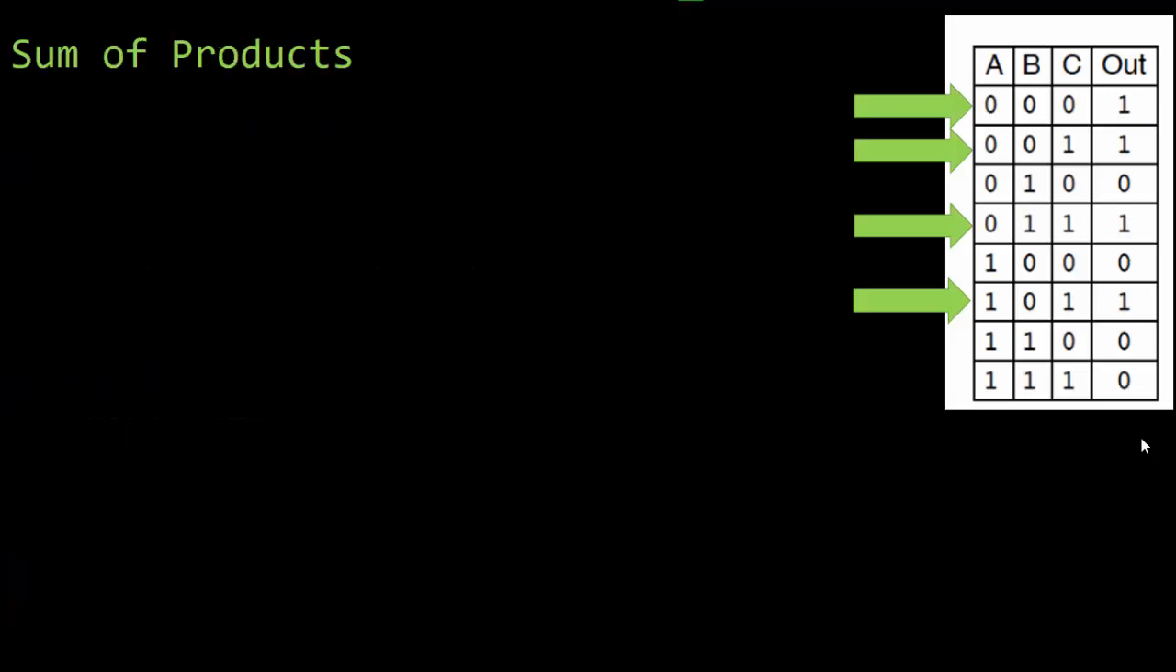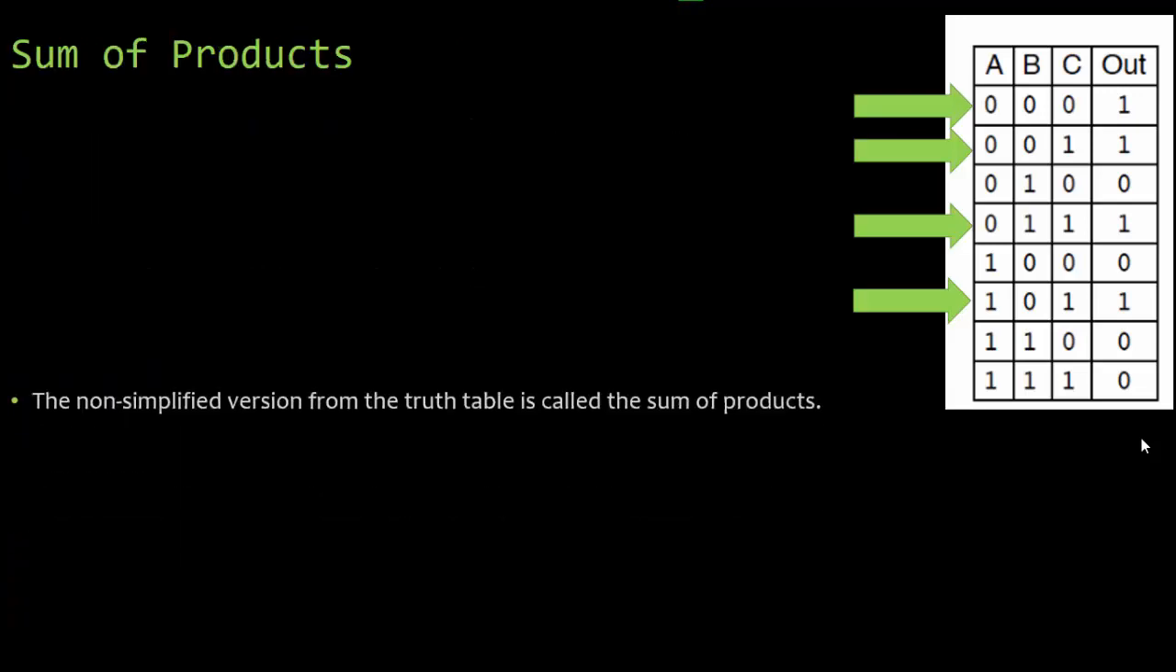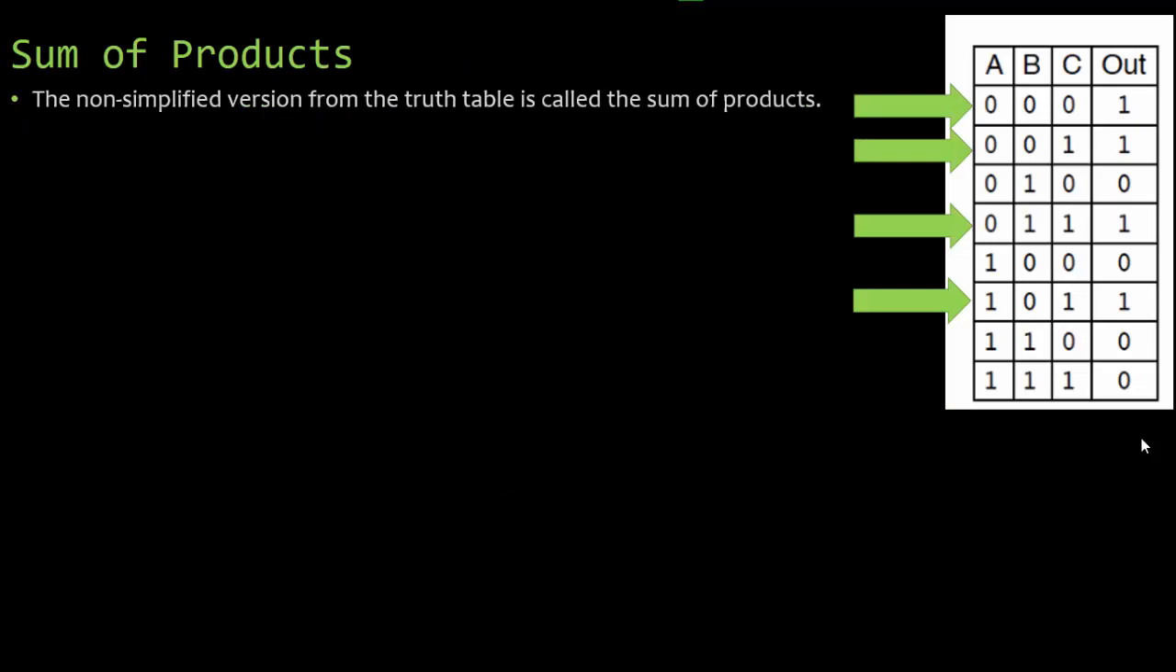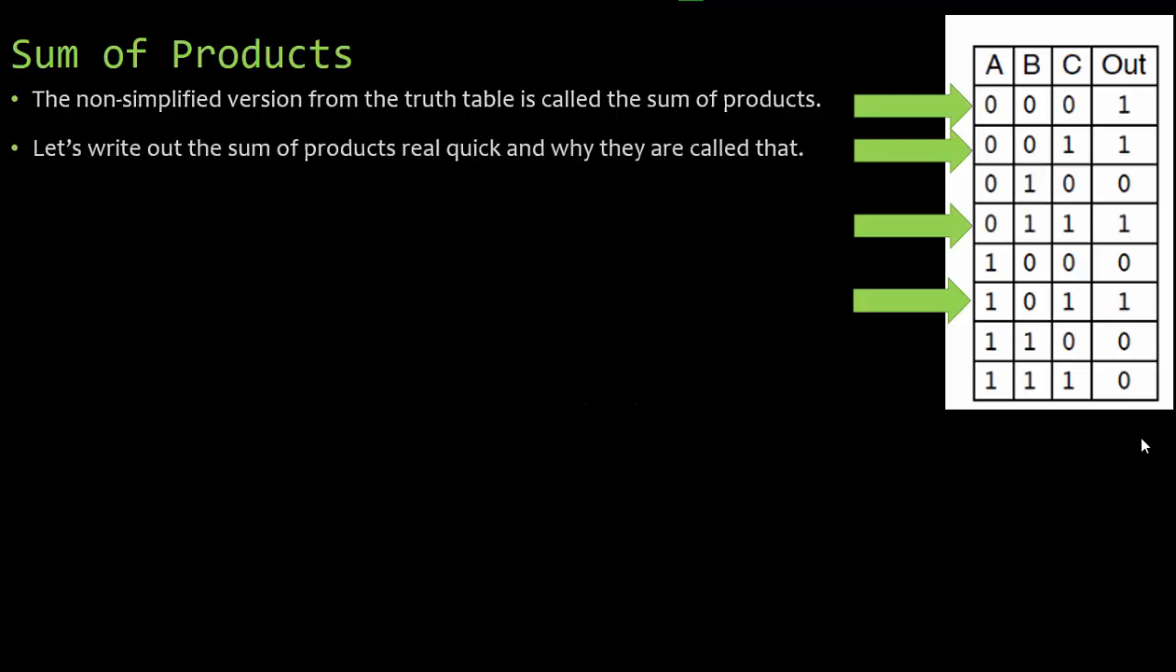Now, something you may see is something called the sum of products. The non-simplified version from the truth table is called the sum of products, and you may be asked to do the sum of products. So let's write out the sum of products real quick and we'll figure out why they're called the sum of products. In the first solution, right here across the top, we have the solution not A, not B, and not C. That is one solution.